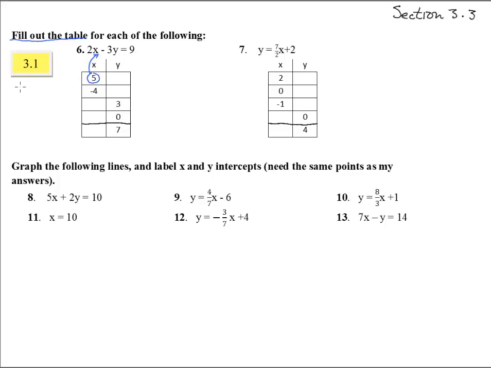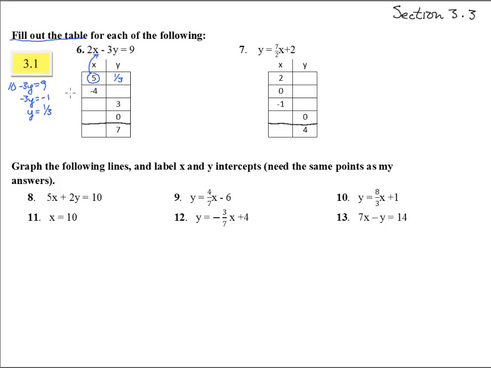So this first one will give us 2 times 5 is 10 minus 3y equals 9. Subtract 10 from both sides, we get negative 3y equals negative 1. Divide by negative 3 and get y equals a positive 1/3.